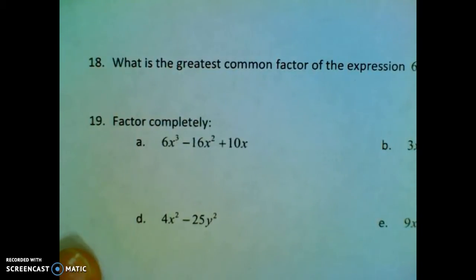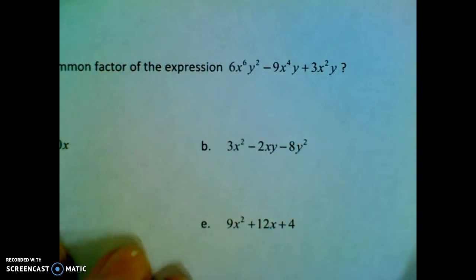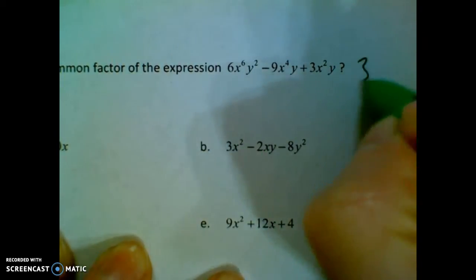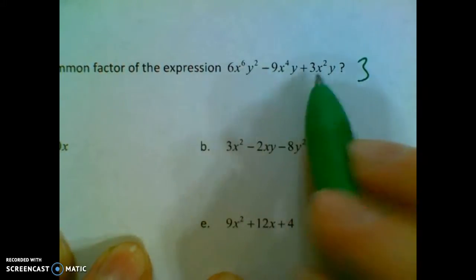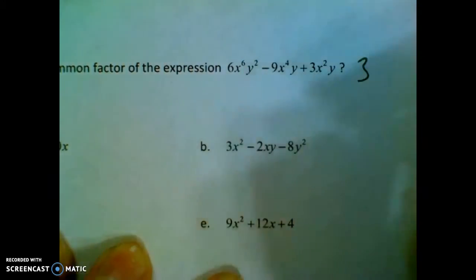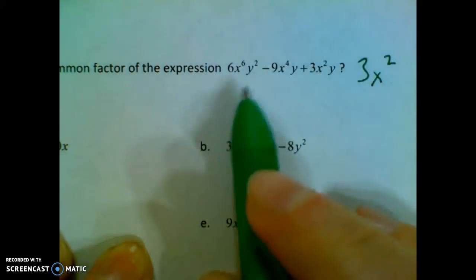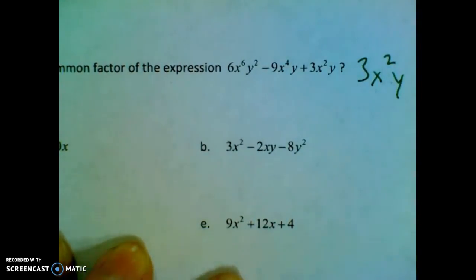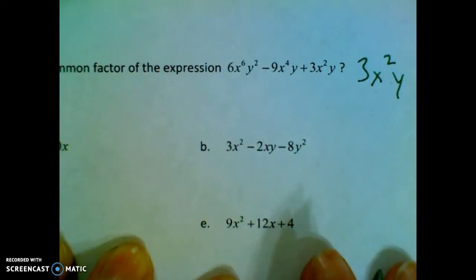All right, question 18 says, what is the greatest common factor of this guy? Just looking through, I see that 3 goes in all of them. And then looking at the x's, x squared, so we've got 6 and 4 and 2. You always take the smallest. And there's y squared, y, and y, so y is the smallest. So 3x squared y is the GCF.